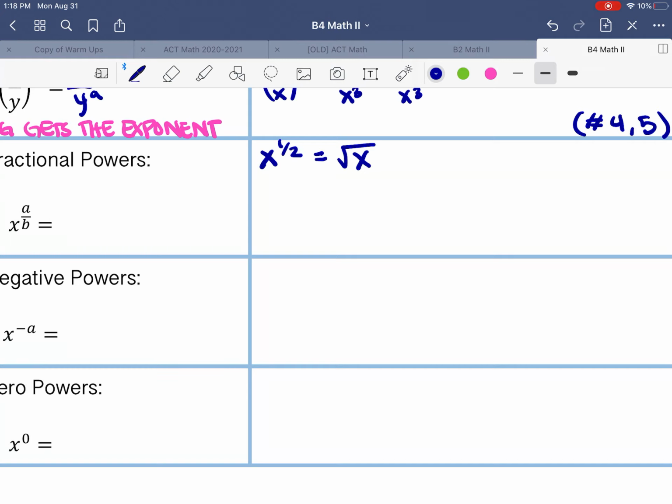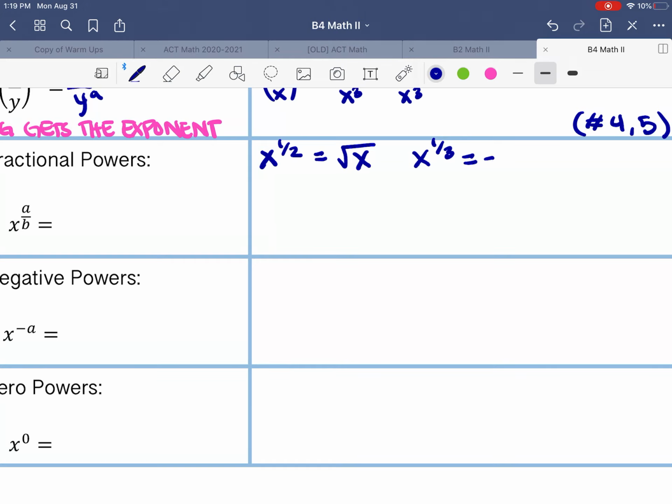So what we're actually doing is we are splitting x into two identical pieces that multiply back together to get x. So essentially, it's exactly the same thing as square rooting x. We're taking that x and we're pulling it apart into two separate pieces that are identical. And in fact, that's true about every fractional power that's a 1 over something.